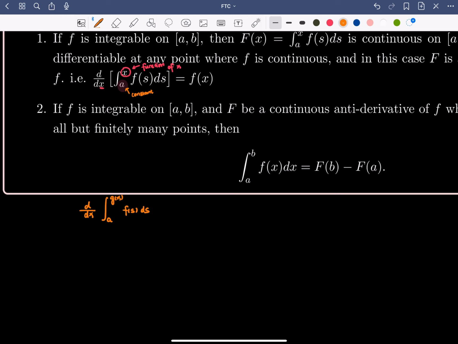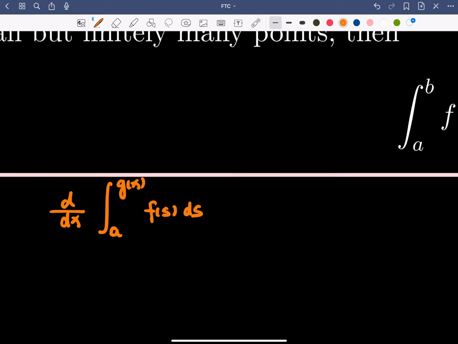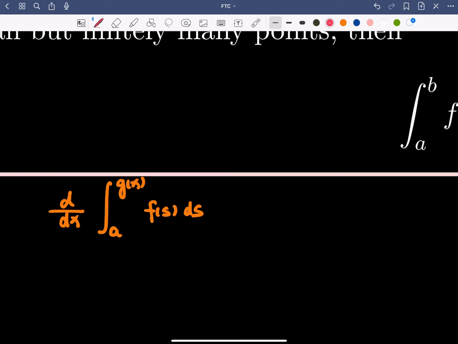Okay, so in this case, there is a little bit more you need to consider. First, you still replace this s with whatever your upper bound is here. So that's gonna give me f of g of x. However, because this is a function of x, we need to use the chain rule, so you need to multiply by the derivative of g of x. Okay, this part is using the chain rule.